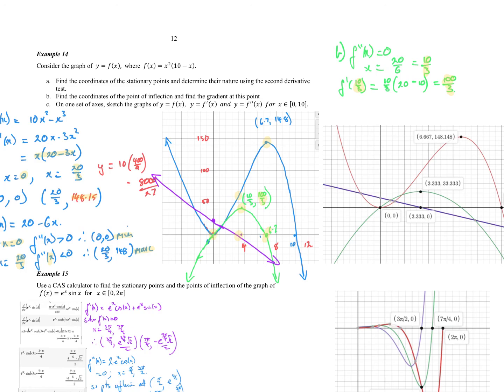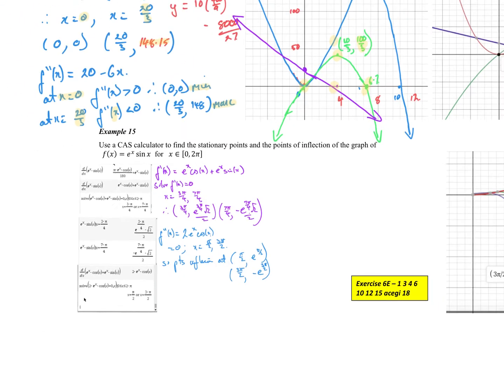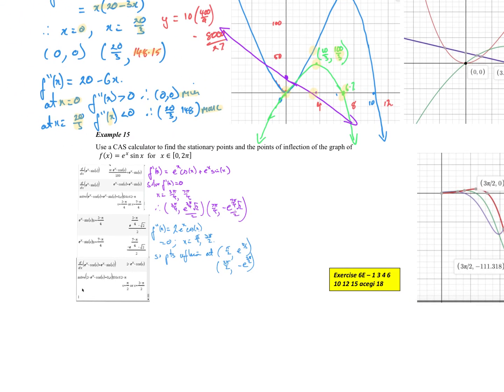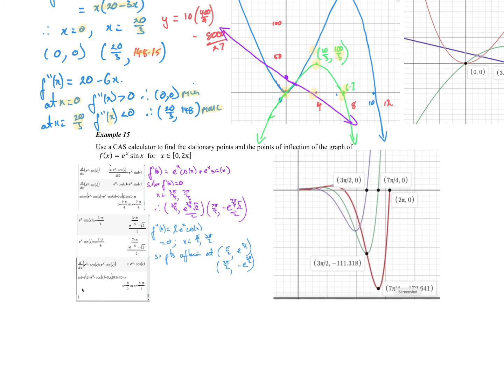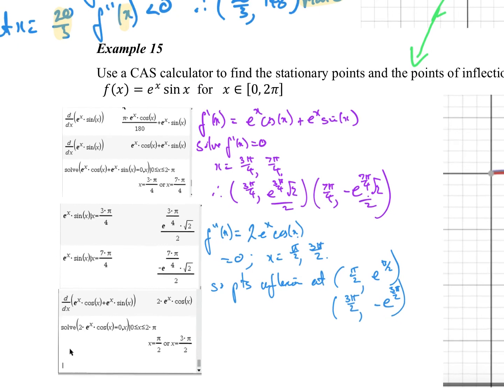Finally, undo that, keep them all together. Use a CAS calculator, that's better. Now we're allowed to use the calculator, so let's slide that across again. Use a CAS calculator to find the stationary points and points of inflection of the graph. So really, it's just keeping track of everything on your CAS, yeah?